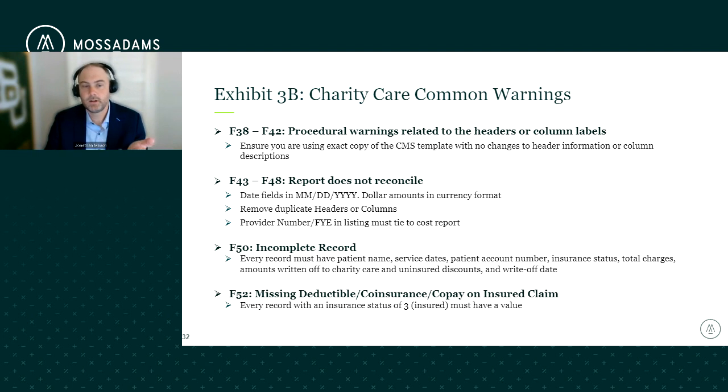Moving on to the charity care warnings, same information, procedural, make sure your information is in the correct format. For the incomplete records, the one thing to point out here is to make sure that you have, obviously, the amounts written off to charity care, uninsured discounts, and the write-off date. You've got to obviously have the write-off date for all that. And then the missing deductible, co-insurance, copay, I mentioned that that's required for any record with an insurance status of 3.